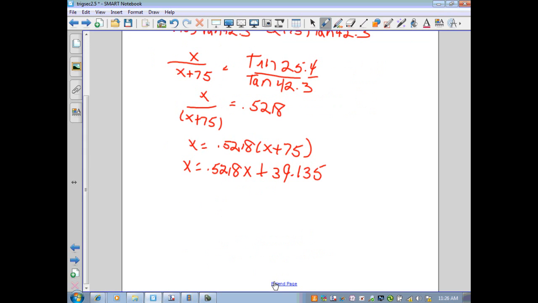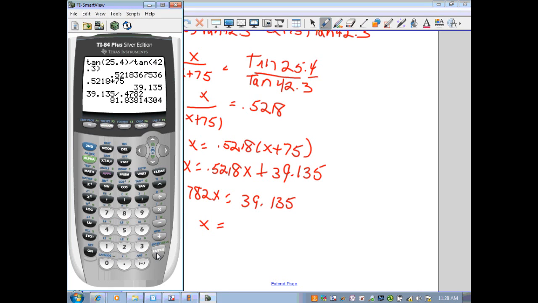Now I can continue solving this problem by subtracting 0.5218X on both sides. And when I do that, I'm going to get, on the left side, 0.4782X equal to 39.135. Now, I'm going to divide both sides by 0.4782. And when I substitute 39.135 divided by 0.4782 into the calculator, I'm going to get approximately 81.8381.